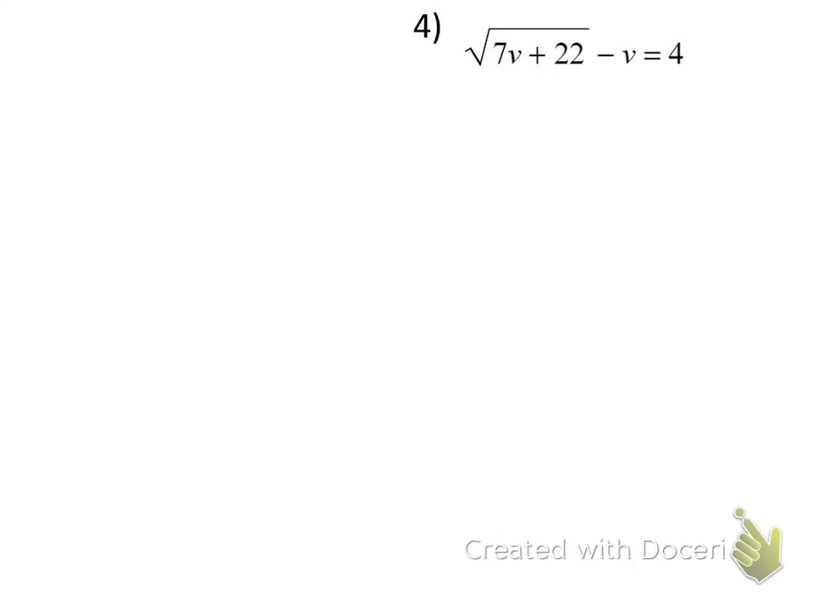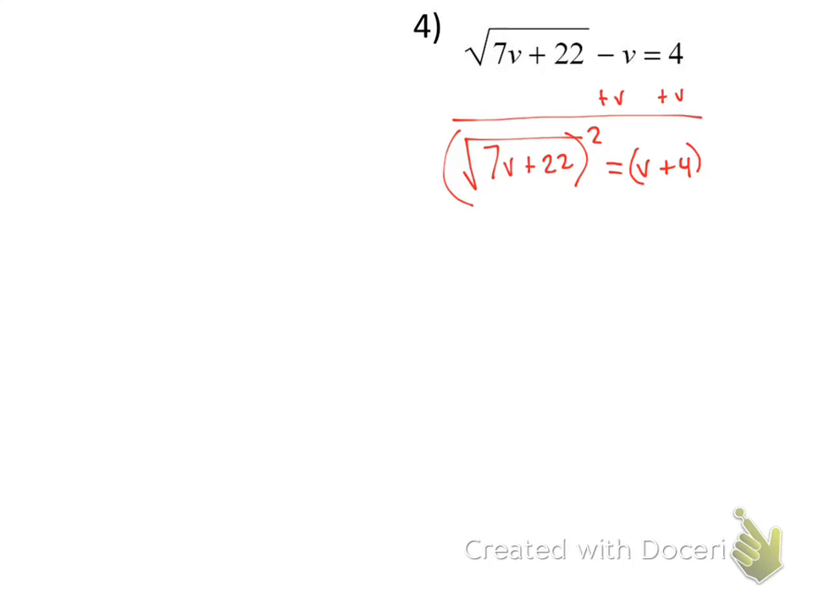On this example, we have to add v, of course. I hope you did that first. So we get the square root of 7v plus 22 is equal to v plus 4. We could square both sides. So we get 7v plus 22 is equal to v plus 4 squared, which is going to be v squared plus 8v plus 16.